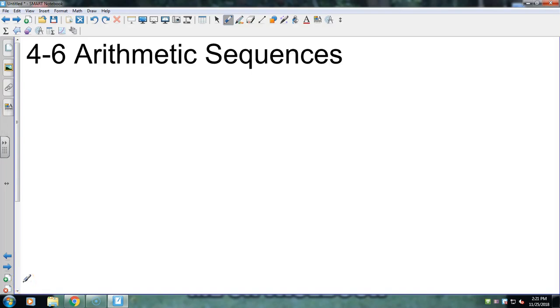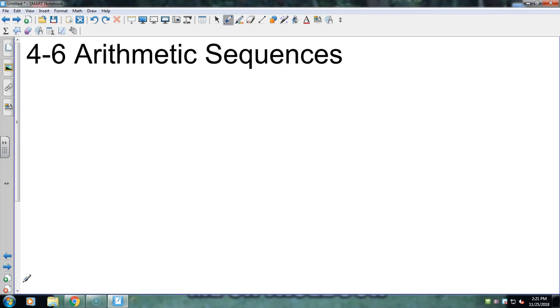Algebra 1, Chapter 4, Section 6. This will be the final section in this chapter. We're looking at arithmetic sequences. These are, for example, even numbers: 2, 4, 6, 8, 10, 12. We know that there is a sequence and it goes up by 2 each time. Some of them are a little more difficult than others.